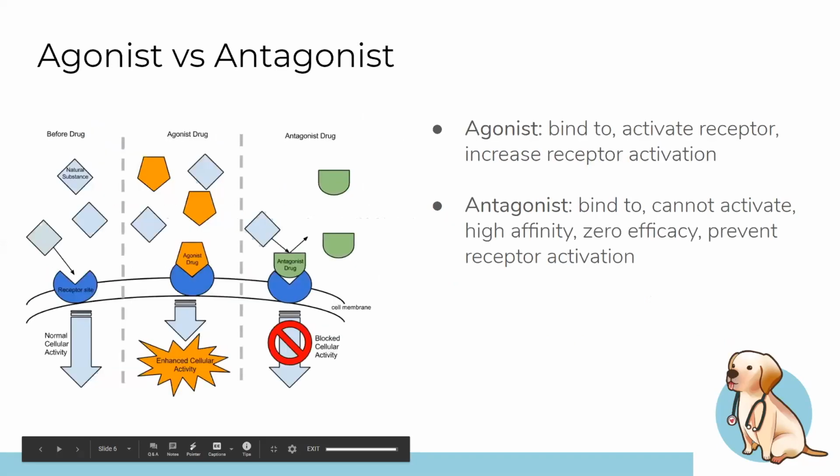So agonists versus antagonists. Both kinds of drugs bind to receptors, but agonists activate the receptor, while antagonists just block the receptor. So they have very high affinity so that they can bind to the receptor, but no efficacy at all. They just stop other things binding to it.